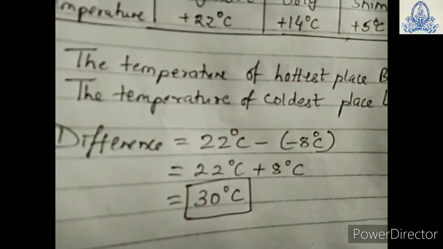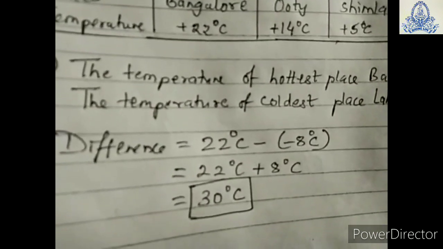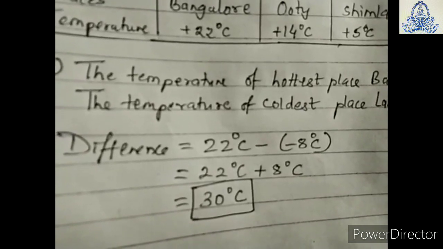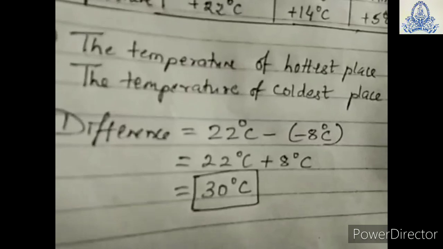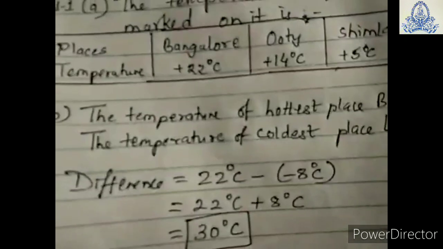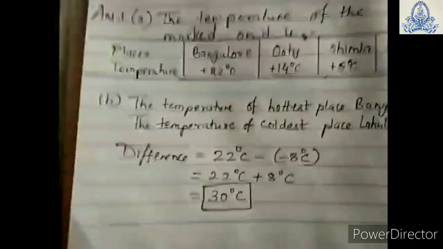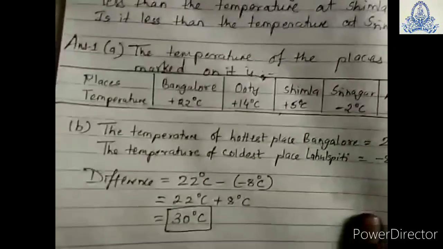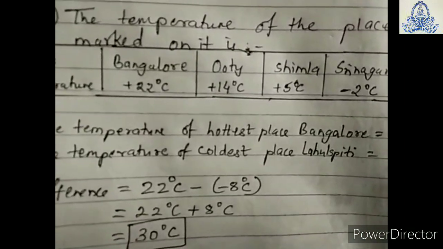For the difference we will put the minus sign, write it down, it is minus, and after that subtract -8, minus will become +8 degrees Celsius, that is 22 plus 8, we are getting 30 degrees Celsius. So that means the difference in temperature between the hottest, Bangalore, and the coldest, Lahaul Spiti, is 30 degrees Celsius.